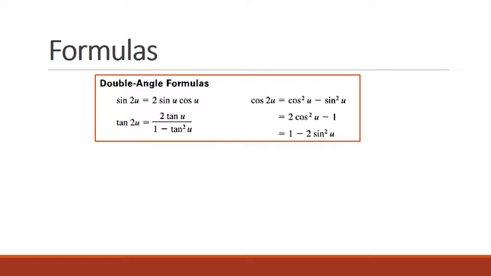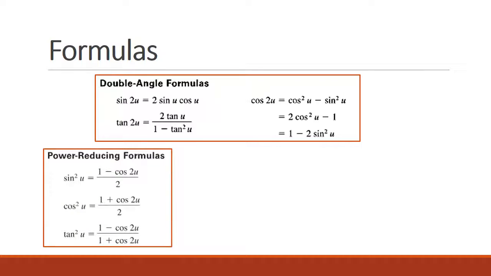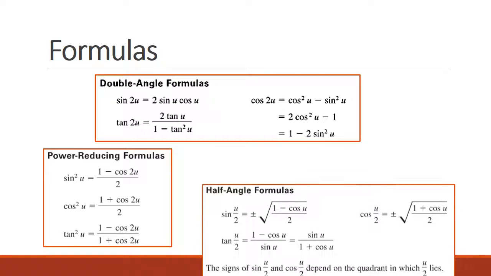Okay, our first set of formulas are our double angle formulas, and these are when you know the sine of u, but you need the sine of 2u. So these are the formulas that you'll use. These are power-reducing formulas. In other words, it takes a sine squared, cosine squared, or tangent squared, and it puts it into a formula that doesn't involve a power.